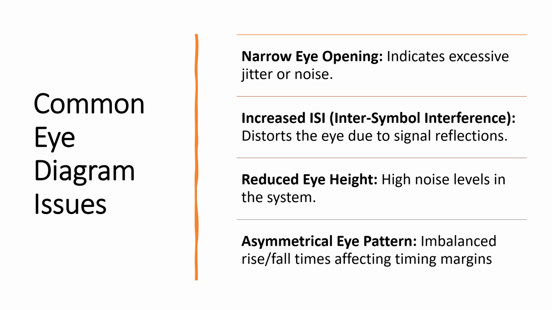Then comes the reduced eye height. If you are seeing a lower eye height, that is because of the noise based on crosstalk and the signal reflection. And then comes the asymmetrical eye pattern. Asymmetrical eye pattern is created when there is an imbalance between your rise or fall times, affecting the timing margins. Recognizing these patterns helps us figure out what to tweak in the design phase.